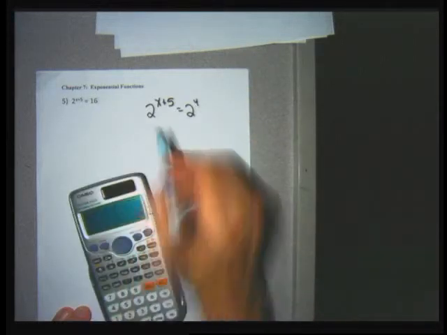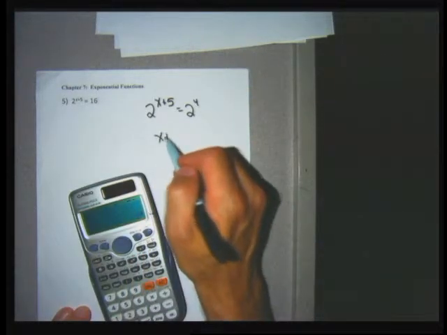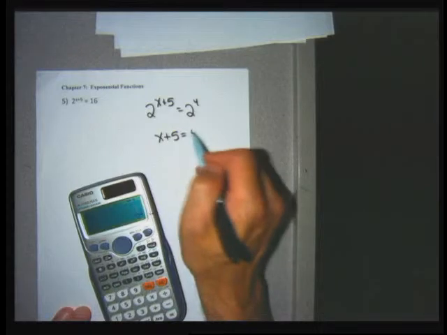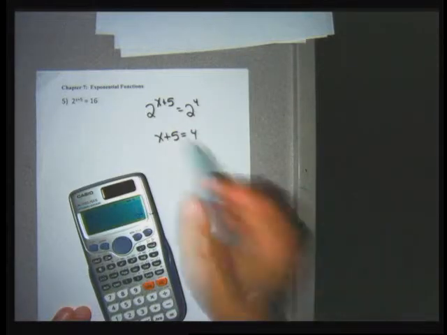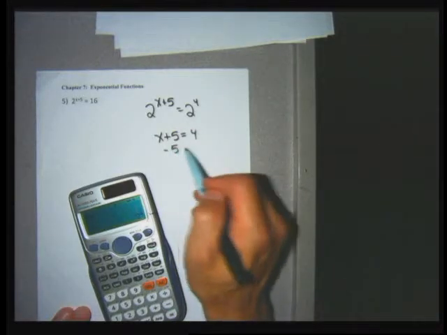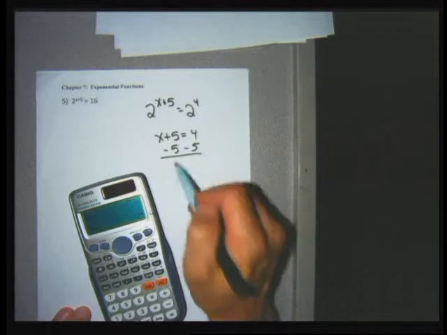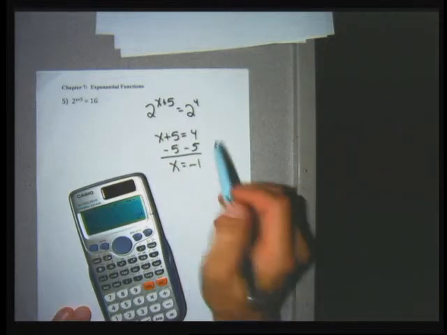Once you get both sides written with the same base, you drop the bases and set the exponents equal to each other. And for this one, I'm just going to minus 5 from both sides. Get x equal to minus 1.